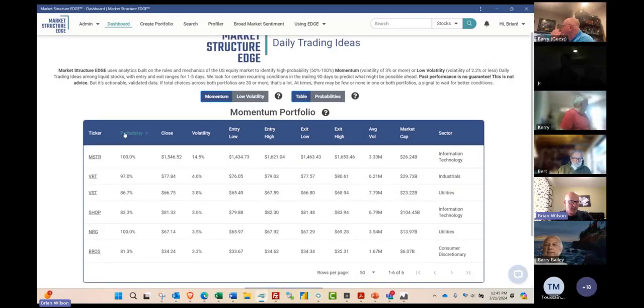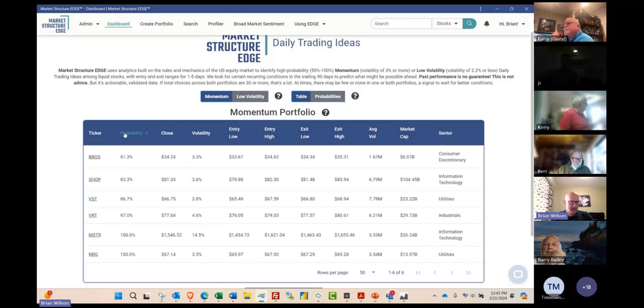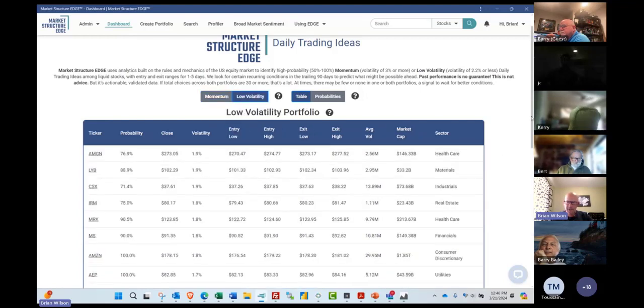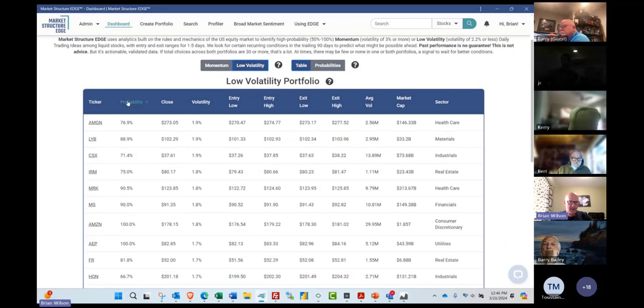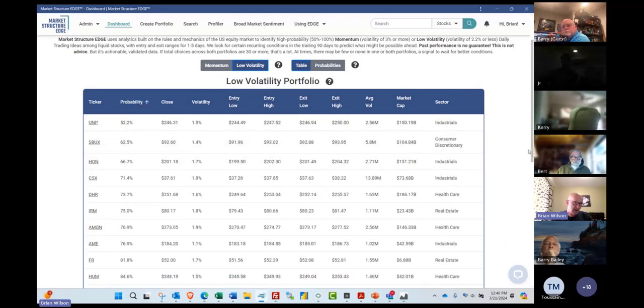What I've been doing with these is I've just been ranking them by probability, and you can do whatever you feel is appropriate. When I've been testing it, I've generally been taking the ones that are roughly 90% and higher, and then including them in a portfolio that I just watched during the course of the day. So I would toss VRT, MSTR, NRG in that portfolio, and then do the same thing with the low volatility. You can toss all of them in there if you want to.